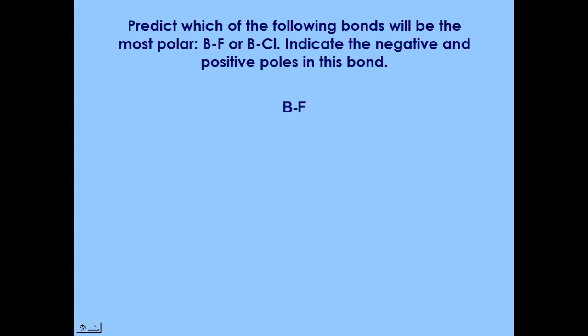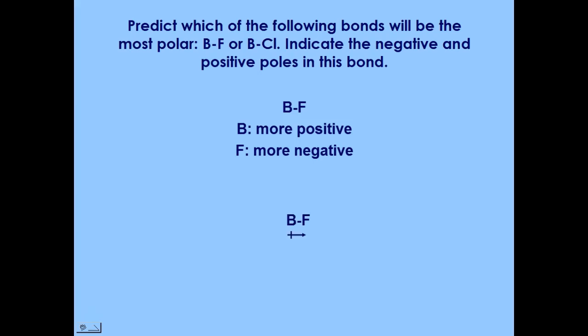And there's a couple ways you can tell me which one's the negative and positive pole in the bond. Boron is always going to be the more positive when compared to fluorine. Typically halogens, fluorine and chlorine, as well as oxygen, are very electronegative. The closer you are to fluorine, the more you're going to want to hold on to your electrons. So fluorine would be the more negative end of this bond.